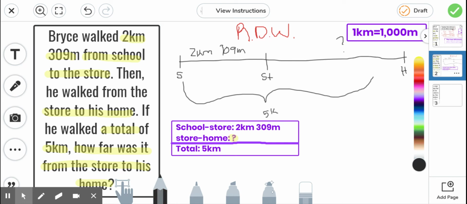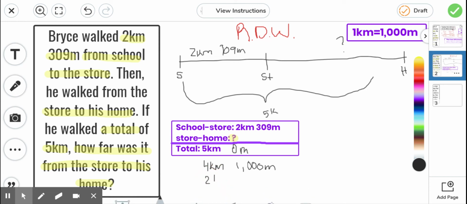So if we start with this 5 kilometers, it really has 0 meters. But I could take 1,000 meters out of this kilometer, and it would drop down to 4 kilometers. And then that would give me 1,000 meters over here. So now I have enough here to set up a subtraction equation underneath. There's 2 kilometers. Now I want to line this up. 309 meters. So now that this equation is set up, we can solve.